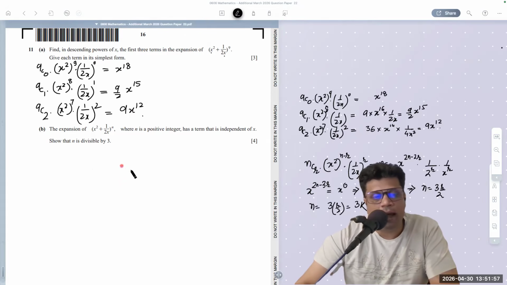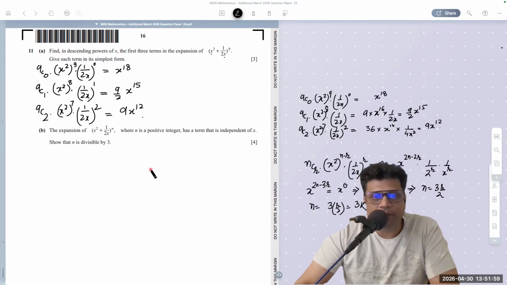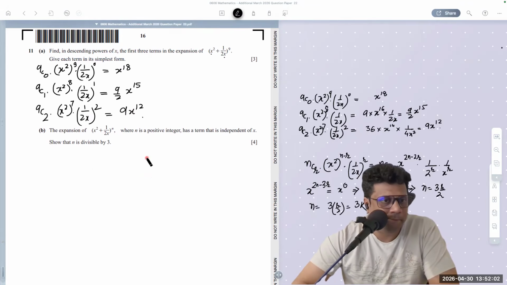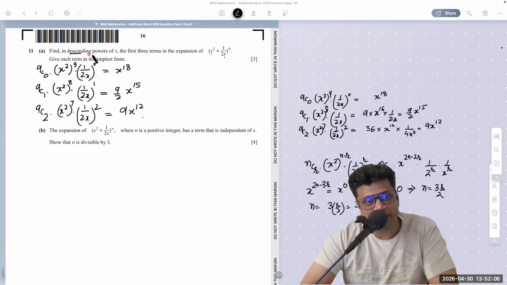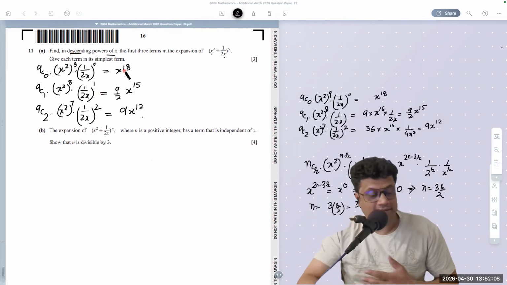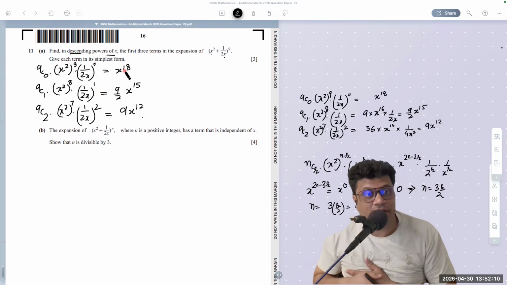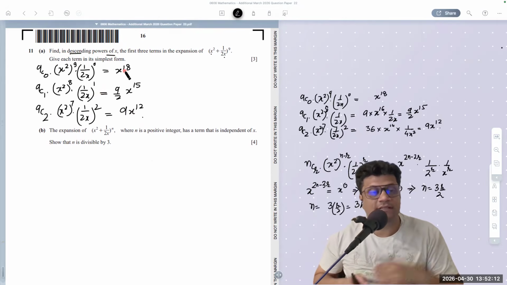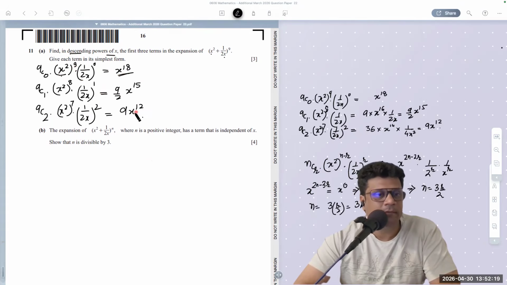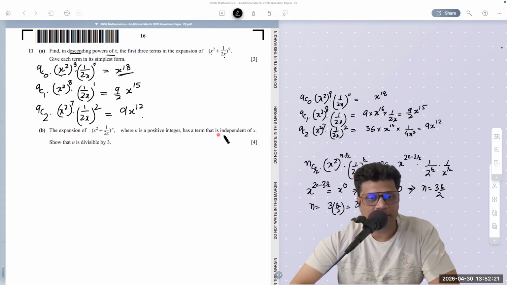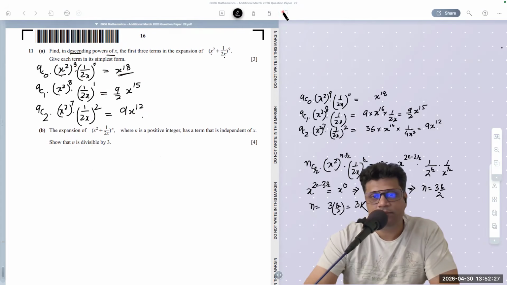Okay, now that was your question. Pay attention that they have asked for descending powers. That's not usual. They usually ask you for ascending powers of x. This is descending power, so you should have this term first, x squared raised to the 9. Anyways, the expansion of this has a term independent of x. Show that n is divisible by 3.